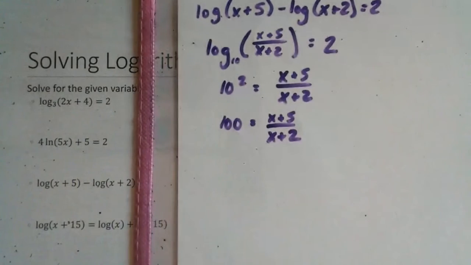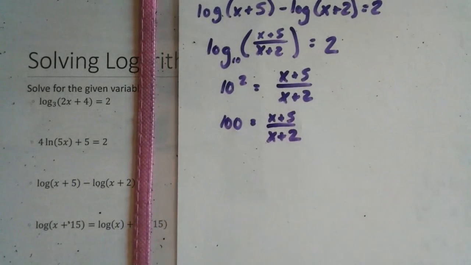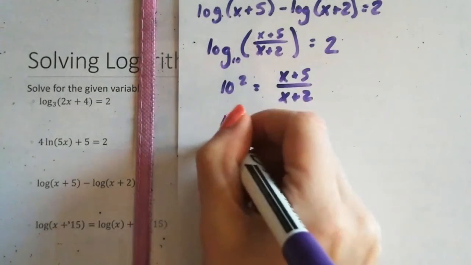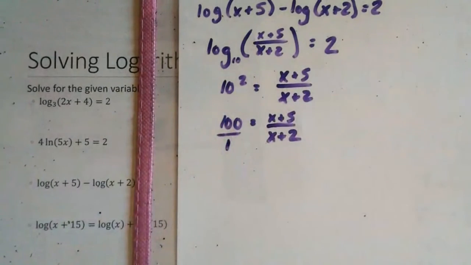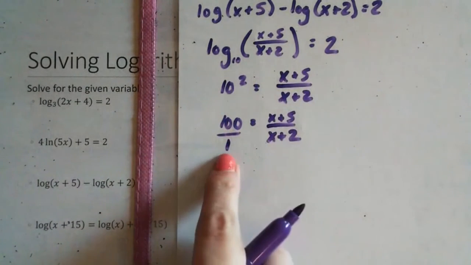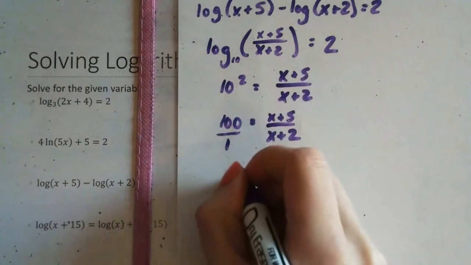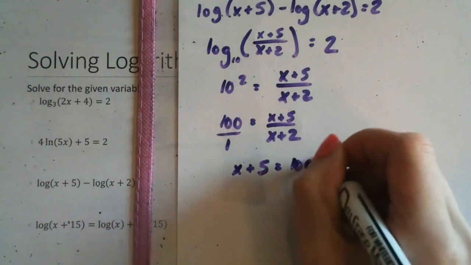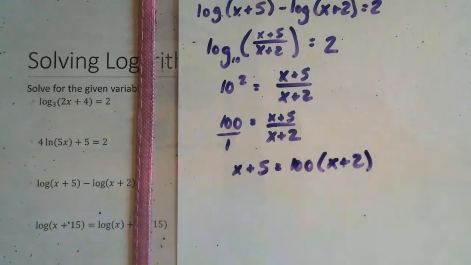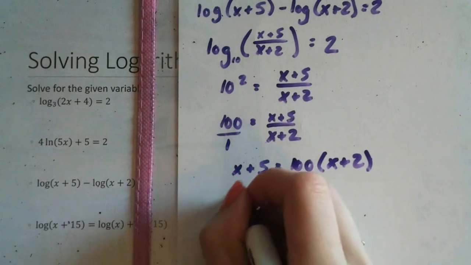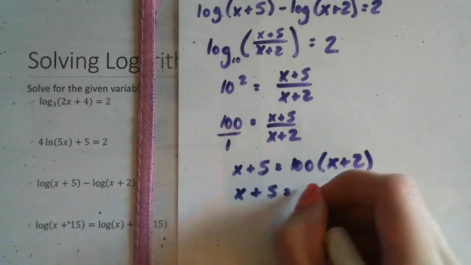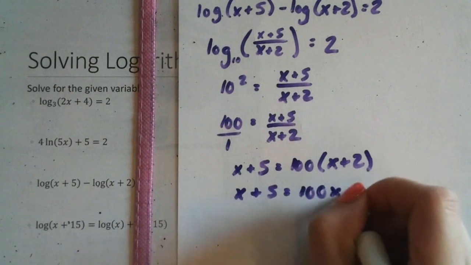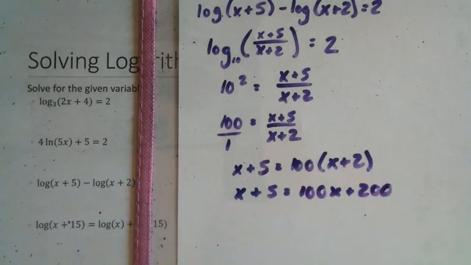Now I need to solve for x. I can multiply both sides by x plus 2, or if you like to think of 100 as 100 over 1, then we can cross multiply. We get 1 times x plus 5, which is just x plus 5, is equal to 100 times x plus 2. I'm going to distribute, so I have x plus 5 is equal to 100x plus 200.